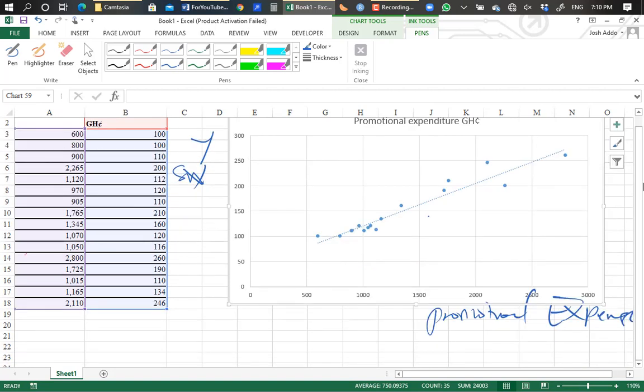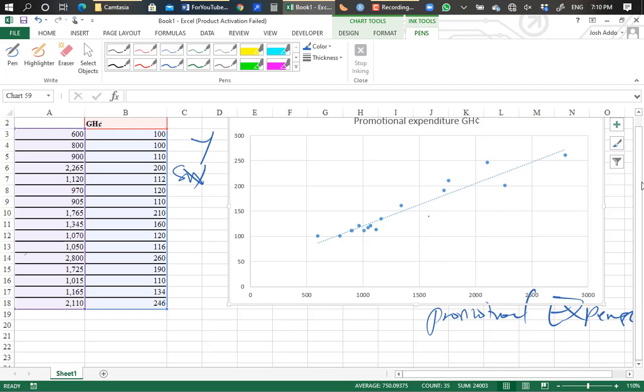So nobody should have a problem with this kind of demonstration. Dependent variable is sales volume. The independent variable is promotional expenditure. And this is the strength of relationship between the two.